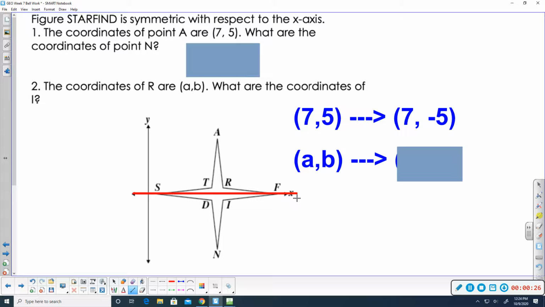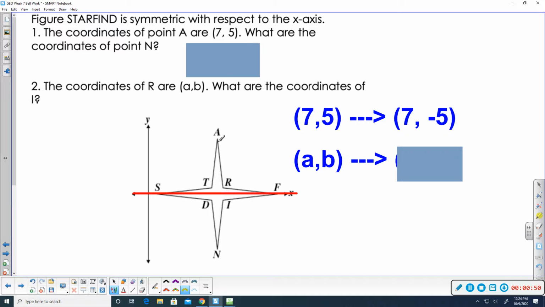So our x-axis here is this line that I'm going to highlight in red. So if we took our figure and we folded it over the x-axis, the half STARF would be exactly the same as a half SDNIF. So we're going to use the fact that it has symmetry with respect to the x-axis to answer these questions. So number 1, the coordinates of point A are 7, 5. What are the coordinates of point N?